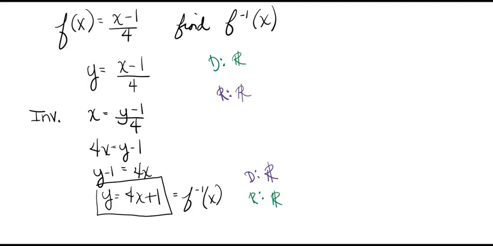And it would be that way anyway, because if you look at this function, 4x plus 1, there's no restriction on the numbers that you can plug into 4x plus 1. So you can see that the domain of the original is the range of the inverse, and the range of the original is the domain of the inverse.